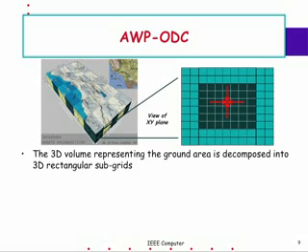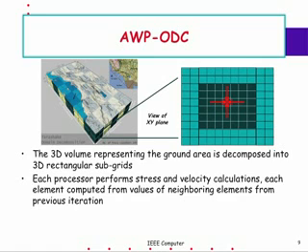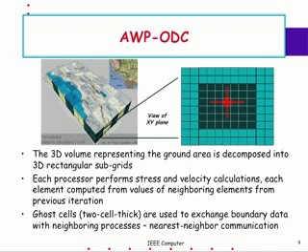And here it tries to go into a little bit more detail of this AWP-ODC. Broadly, it is a 3D volume which represents the ground area, and it is decomposed into 3D rectangular subgrids. This is trying to show a view of the XY plane. Each processor performs stress and velocity calculations, and each element is computed from the values of neighboring elements from the previous iteration. There are typically two ghost cells, 2 cells thick, used to exchange the boundary data with neighboring processes, and the application mostly uses nearest neighbor communication.